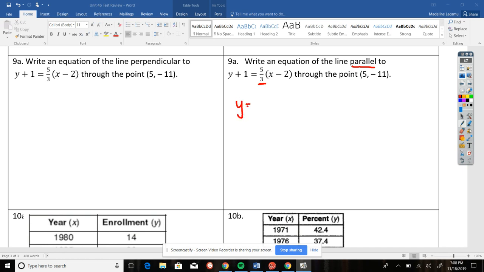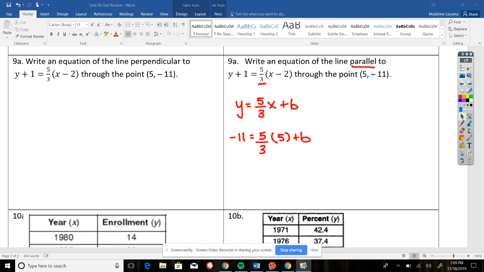So I'm going to have y equals 5 over 3 x. And then I don't know what b is. So this is going to be the slope-intercept way. Then I just plug in my points. So my y is negative 11. Then I have 5/3 times 5 plus b.